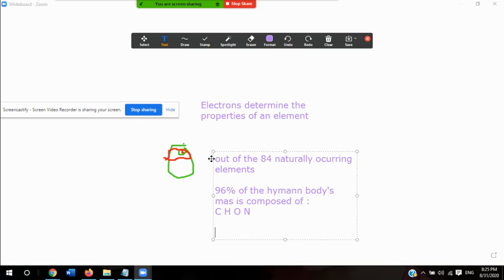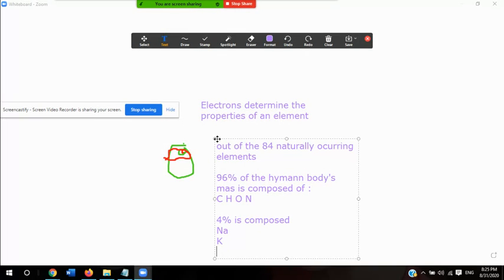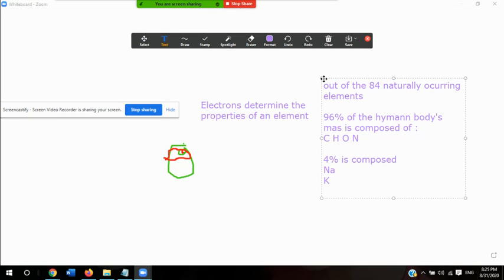Now, the other 4% is composed of sodium, which is Na, potassium, which is K, calcium, phosphorus, sulfur, and the others are composed of trace elements.